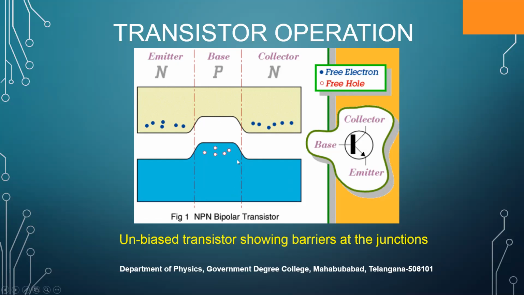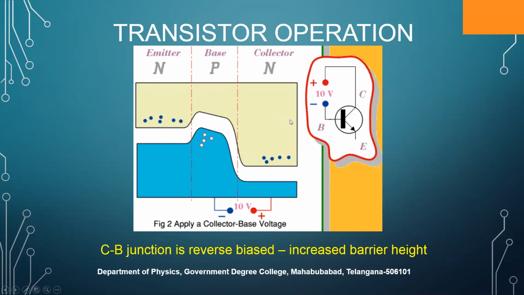This is without applying any bias. Just remember, this diagram is for without applying any bias. After applying the biasing, that means after applying the voltage for emitter base junction and collector base junction, what happens? This is the diagram. Now here we are not applying any voltage to the base emitter junction. We are just applying a voltage of 10 volts to the base collector junction.